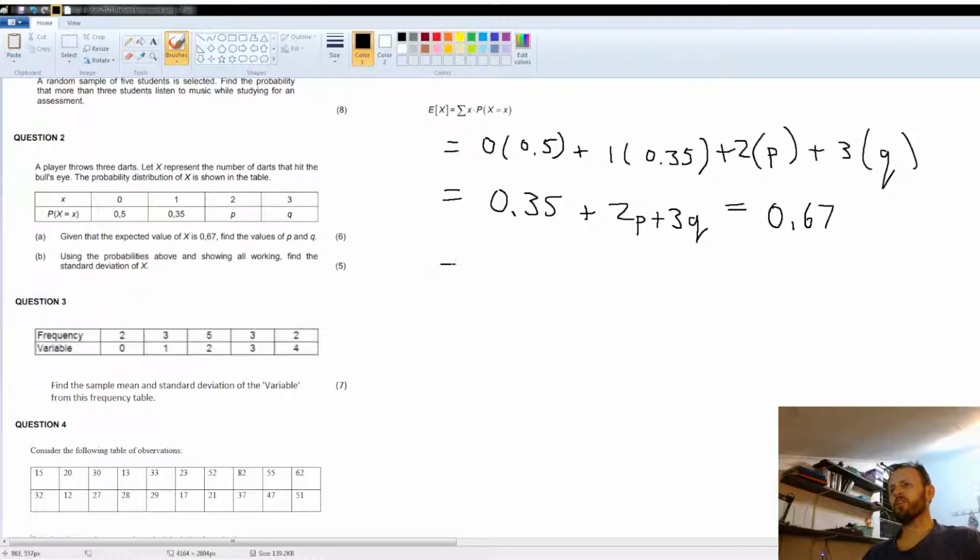Okay, this is actually quite interesting. We'll see how this is resolved in a second. Well, this is supposed to be an implication, not an equality. So I'm just going to use my calculator here quickly, which I do not think you can see, but it's 0.67 minus 0.35. It's 0.32. So we get to the 2p plus 3q equals 0.32.